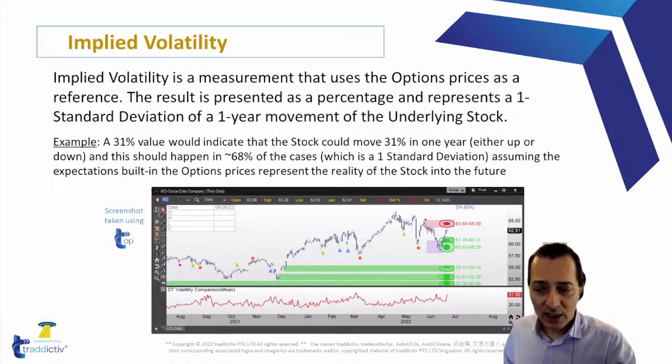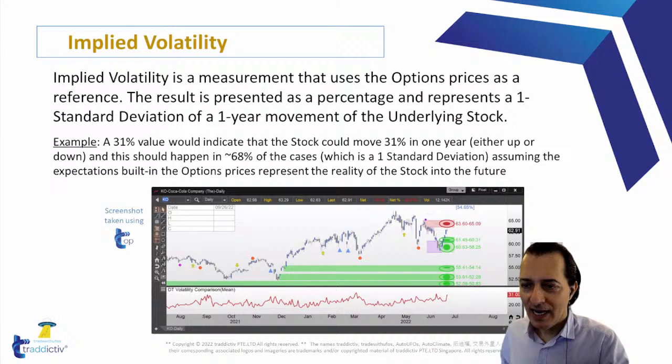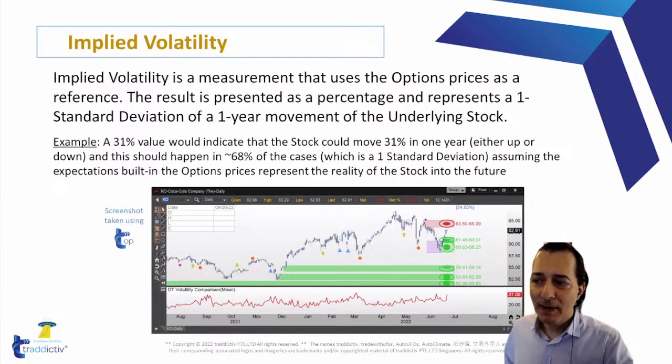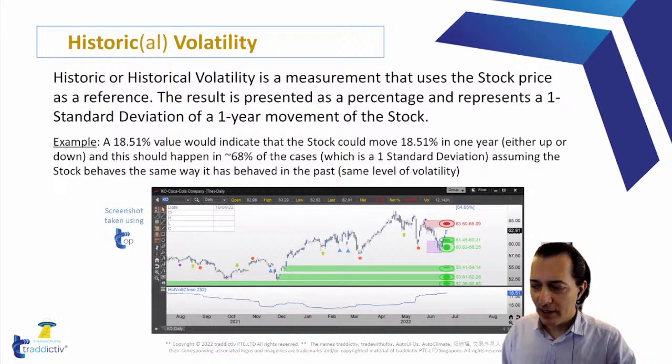So you look at the options prices today and you reverse engineer the options pricing model, and you end up with 31%, which is the implied volatility. It is the volatility built into the options prices, implied by the options prices, and it represents an expectation for a future move based on what people are willing to pay today for options.